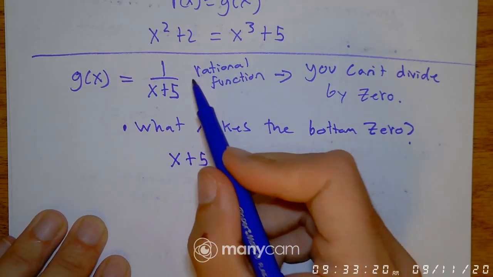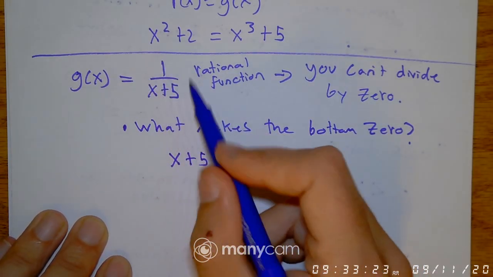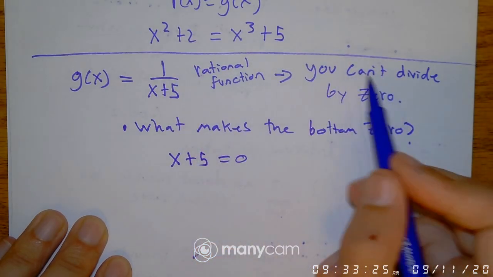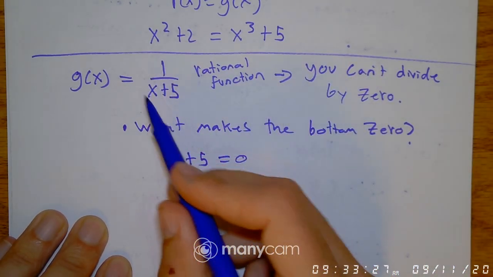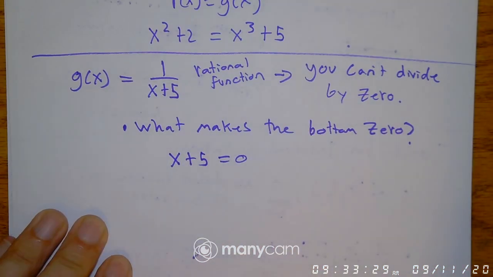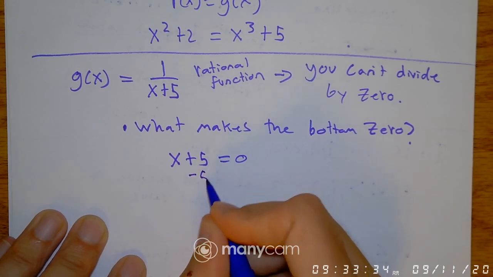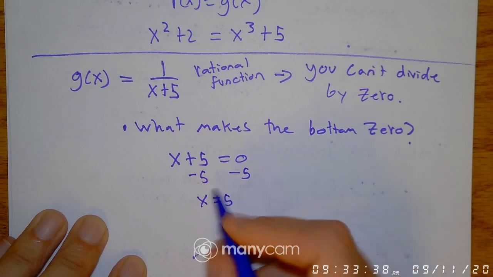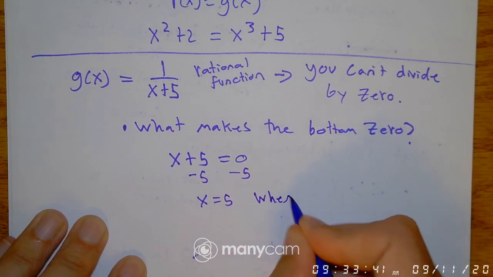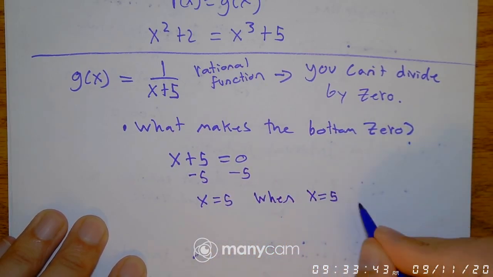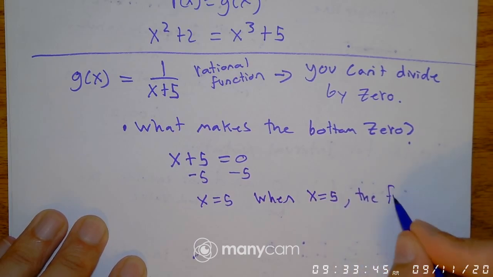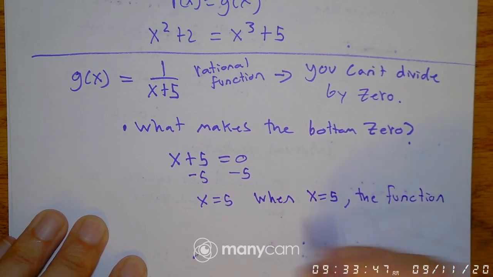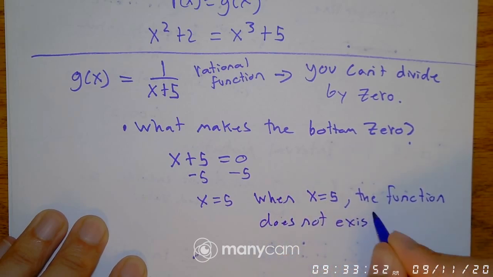Okay, do you guys see what I'm doing? So I realized that this was a rational function. I know that I can't divide by 0, so I just need to figure out when is it going to be 0, because I can't include that input. Okay, so I'm going to subtract 5, and I get x equals 5. So what does that mean? When x equals 5, the function does not exist.